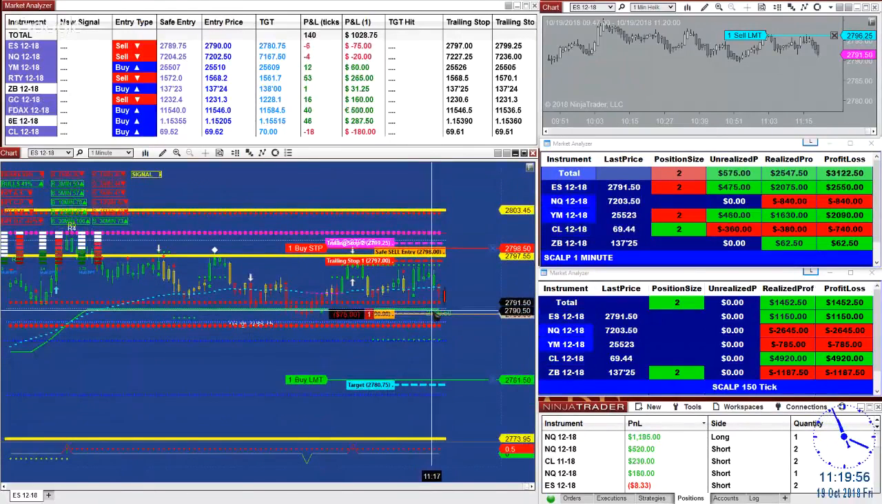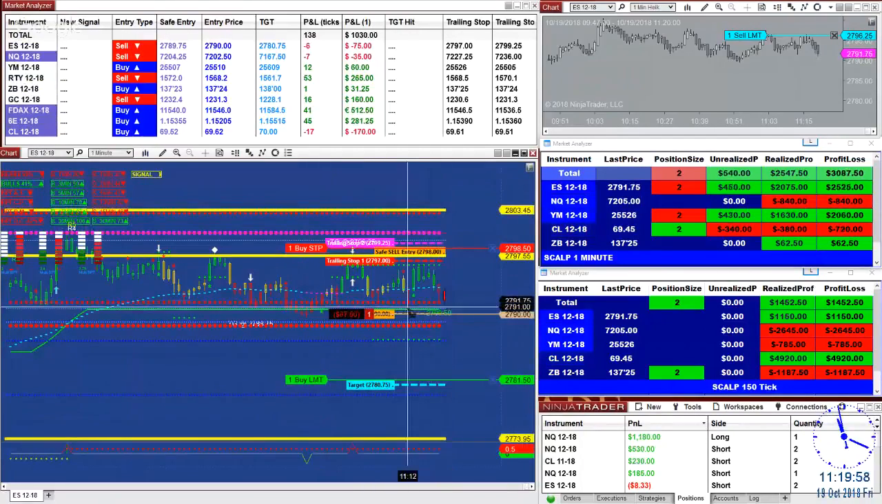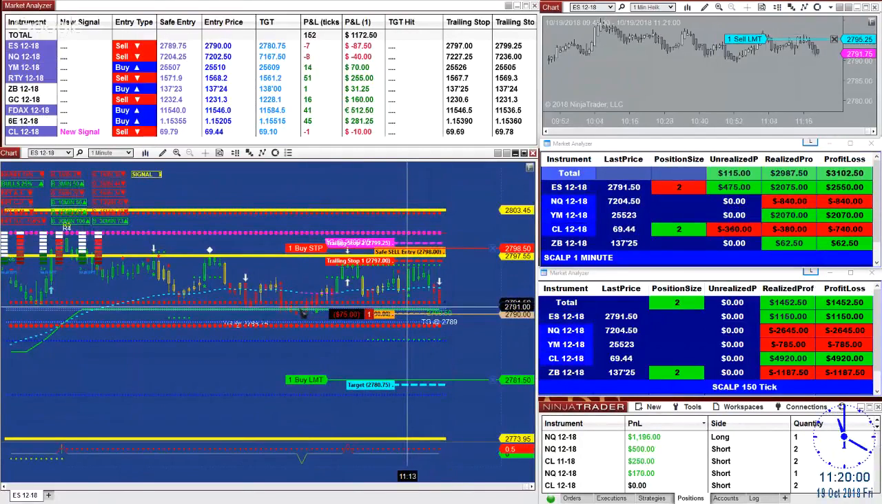Let's see if we are able to break that area, because this ES has been on the same level for 20 minutes, 30 minutes. How long? So we'll see.